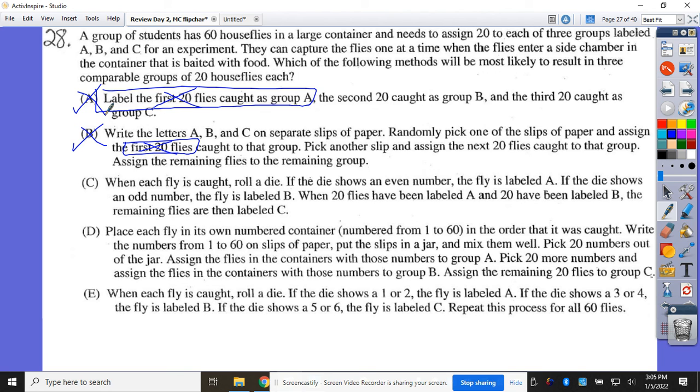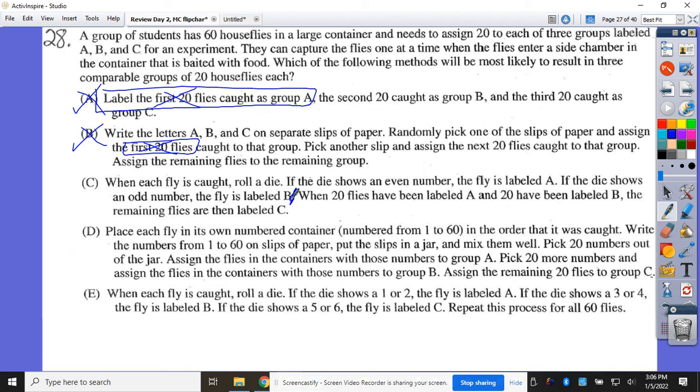C, when each fly is caught, roll a die. So we're doing it by each fly. If the die shows an even number, it's A. If it shows an odd number, it's B. If the problem stopped there, what could my issue be? There could be more than 20.